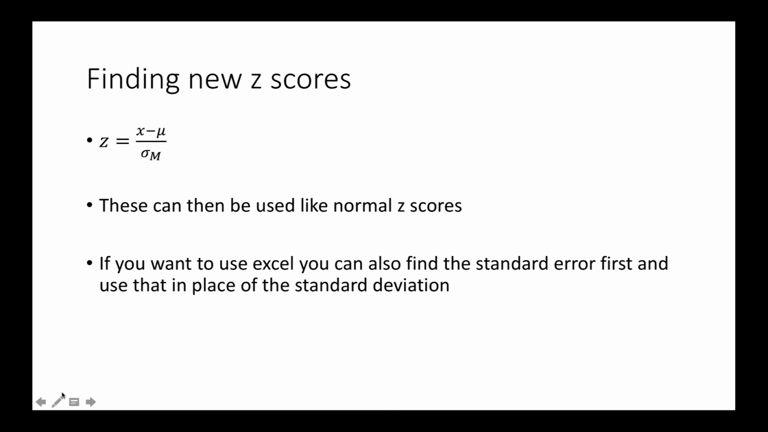Once we've found the new standard deviation or standard error, we can use that in our z-score formula, just in place of our original standard deviation, and can find z-scores just like we did before, using the specific data point minus the mean, with the only difference being we divide by the standard error, not the standard deviation of the original population. These can then be used like normal z-scores to look up probability values, either using a table or using Excel. One note, if you want to use Excel, you must first find the standard error and then use that in place of the standard deviation, or where we used the standard deviation before.